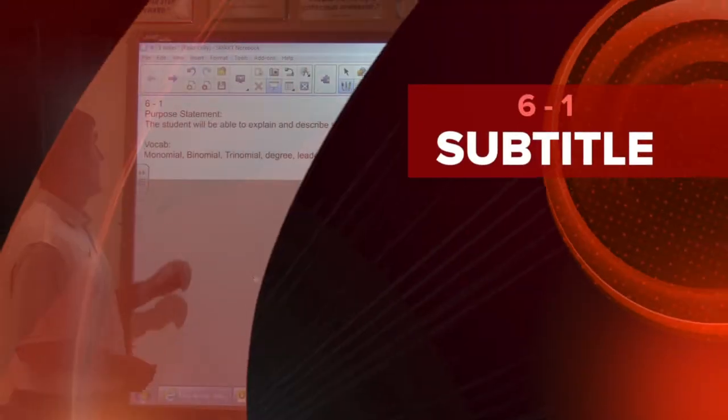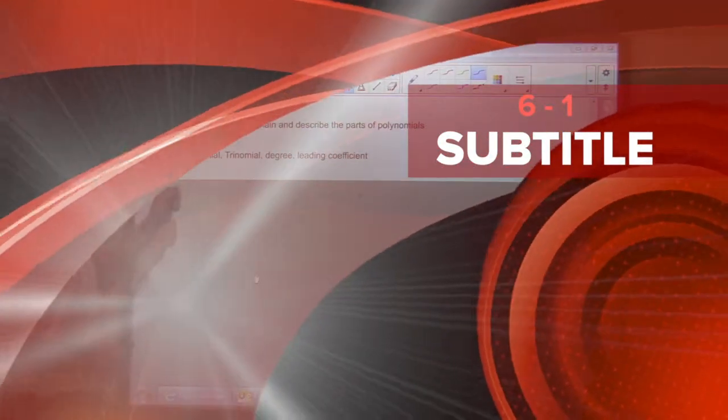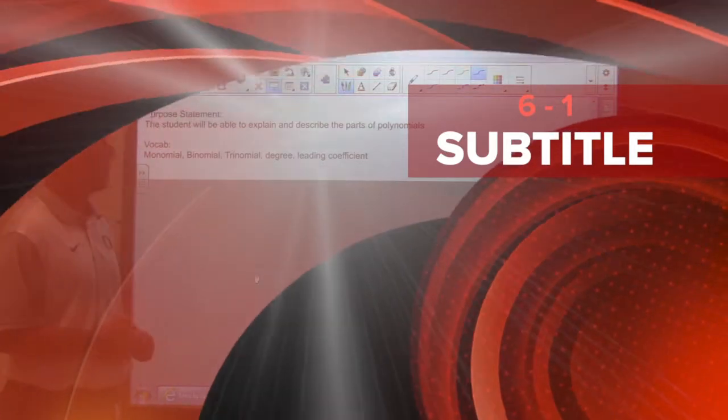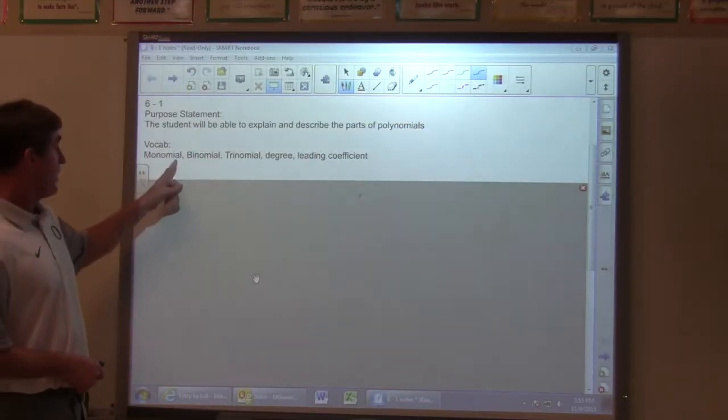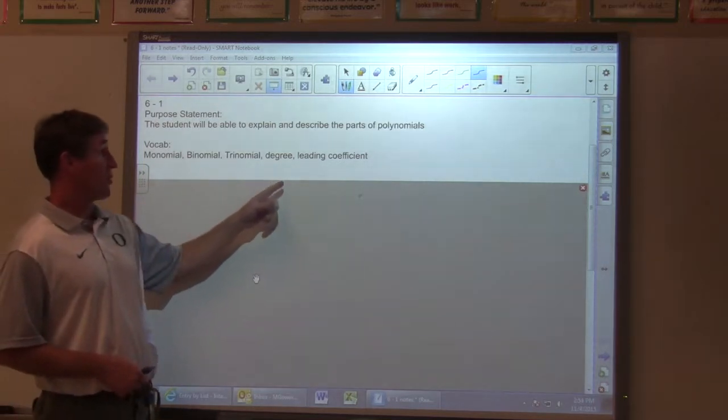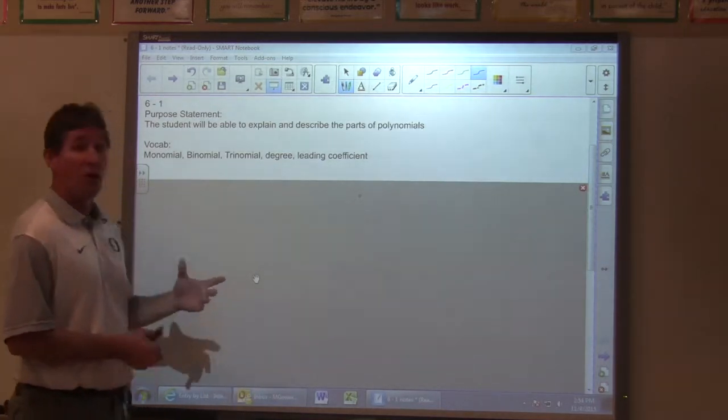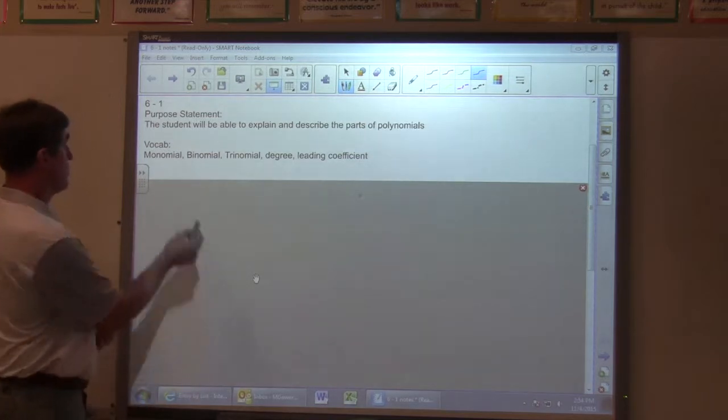All right, for today, 6.1, our purpose statement is the student will be able to explain and describe the parts of polynomials. Our vocab that we should know: monomial, binomial, trinomial, degree, and leading coefficient. Now, hopefully some of these terms are familiar to you.